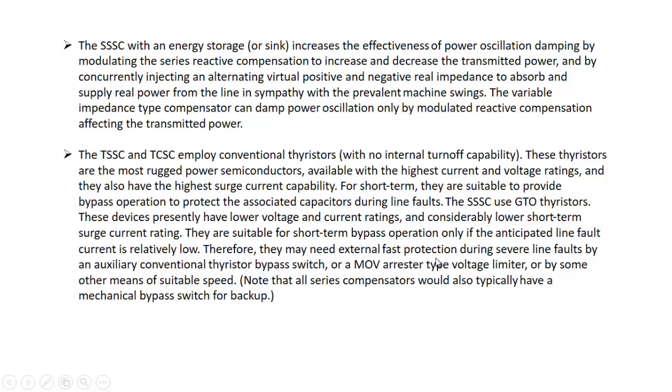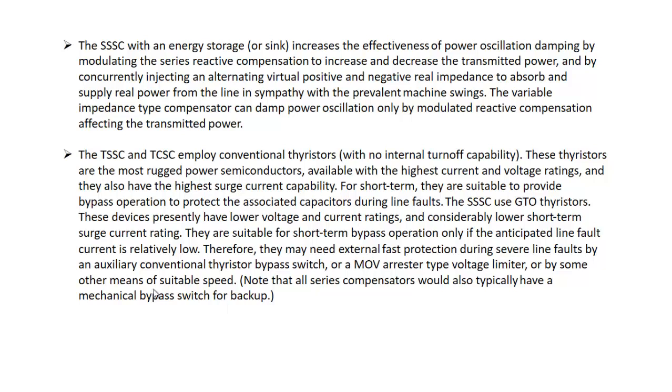Therefore, they may need external fast protection during severe line faults, by an auxiliary conventional thyristor bypass switch. So they need a conventional thyristor bypass switch to provide the bypass. An MOV, metal oxide varistor, is used to arrest the high voltage across this GTO, or some other means of suitable speed. Not all series compensators would also typically have a mechanical bypass switch for backup. If it has a mechanical switch, that would be good, but in most cases the thyristor has to be used as a bypass switch.